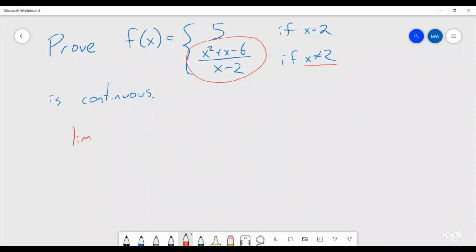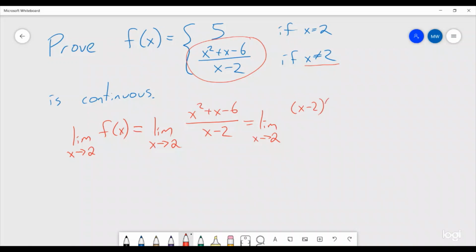So we're going to look at the limit as x approaches 2 of f of x. Well, this is all points that are not including 2, so that means we are only using the x squared plus x minus 6 over x minus 2 term. So this is the limit as x goes to 2 of x minus 2 times x plus 3 divided by x minus 2. We can cancel because we are inside a limit. And now it's a function we can plug into, and we get 5, which is equal to f of 2. So that means that this function is continuous.